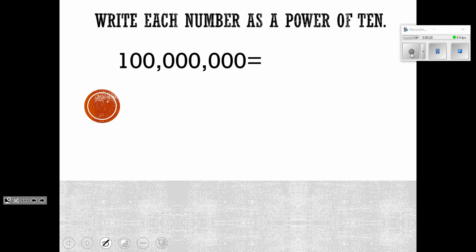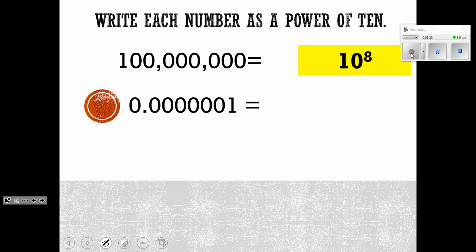Okay, so if we're going to write 100 million with a power of 10, all you do is look at how many zeros there are. There are 8, so we write it 10 to the 8th power. This is a decimal. Remember, we count the digits after the decimal. 1, 2, 3, 4, 5, 6, 7. So that'd be 10 to the -7th power because it was a decimal.